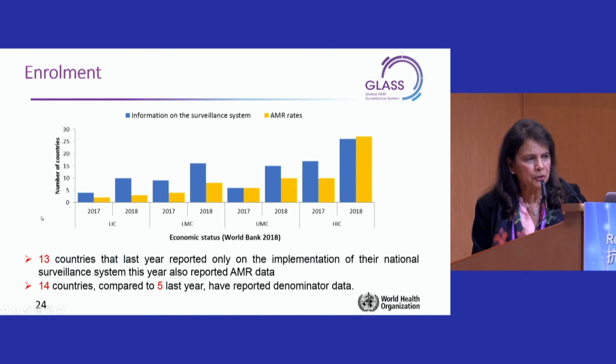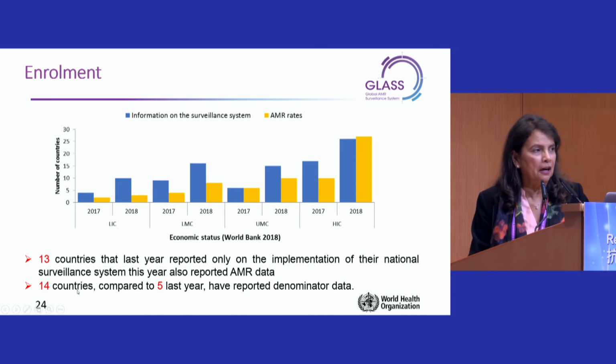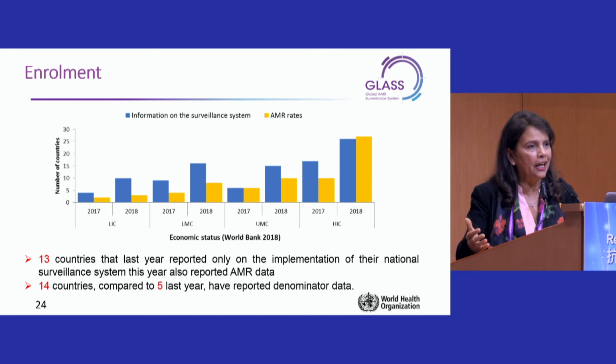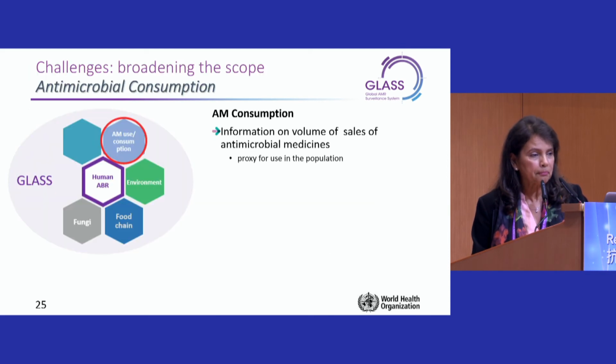Also, just in this slide, we can see the distribution of capacity to provide data according to the level of economic development. And what I call attention to in this slide is that despite the fact that last year 13 countries could not provide any data on AMR rates, this year they are already being able to provide this data. So this shows the progress within each country in their capacity for AMR surveillance. And likewise, we also had more countries providing denominator data.